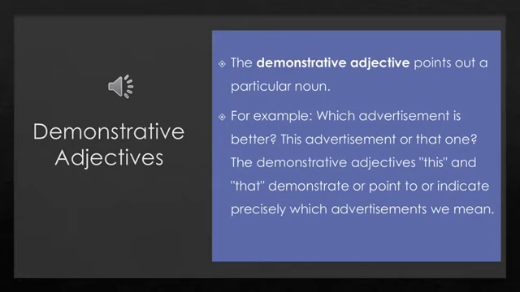Which beanie looks better on me? This one or that one? Which roses look better in my garden? These or those? Okay, so those are examples of demonstrative adjectives. They talk about a noun so that a person knows which noun they are referring to.